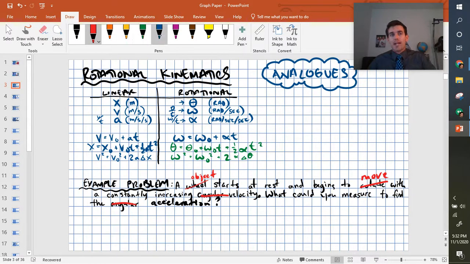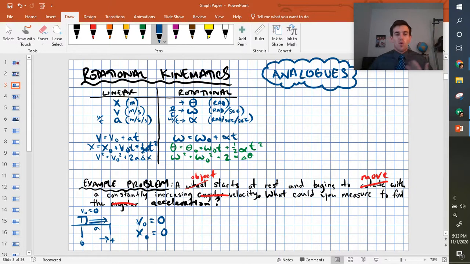This looks like a kinematics problem. So let's make a list of our linear kinematic variables. It says that it starts at rest, so we know v naught is 0. It says that it begins to move, so we can also assume that its initial position is 0. We've got our object that's moving, so its initial velocity is 0, but it's going to have some kind of acceleration in that direction. Let's call this direction positive.